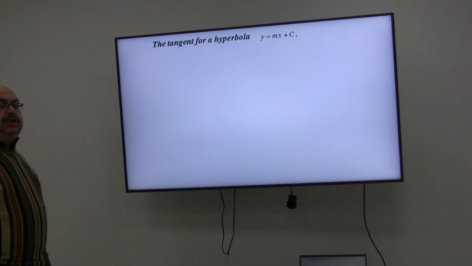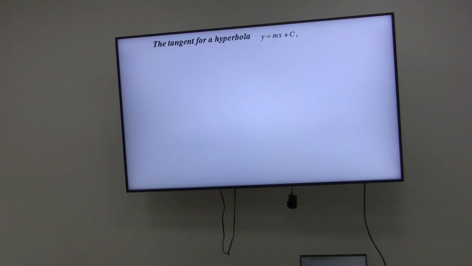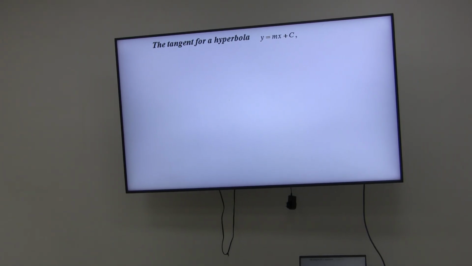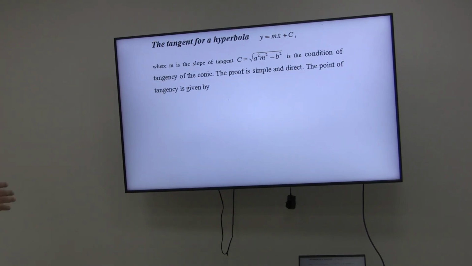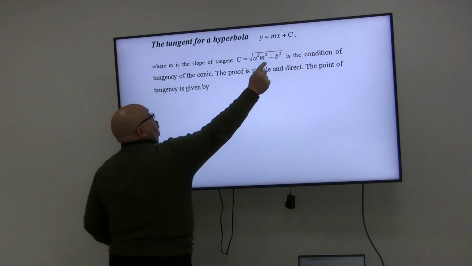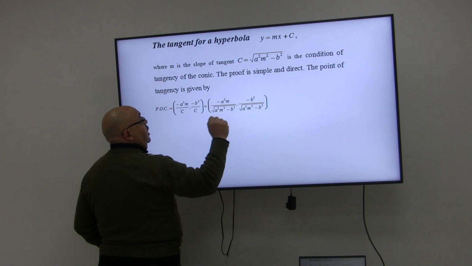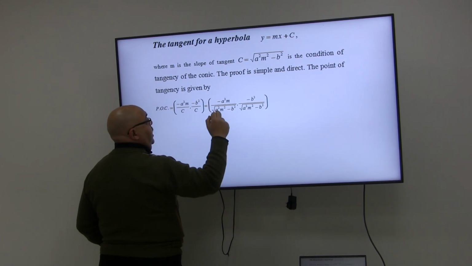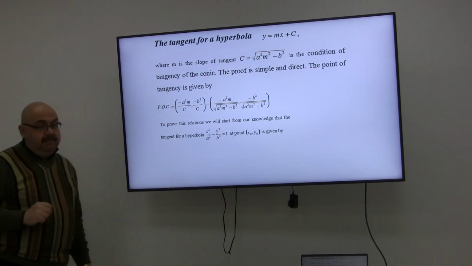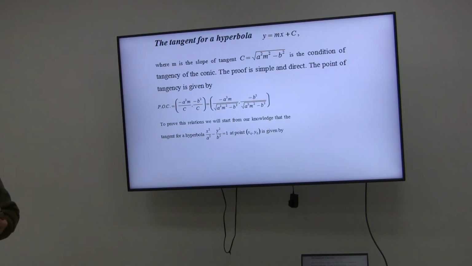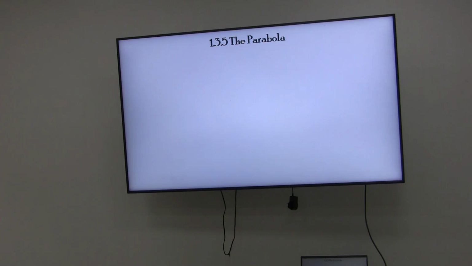Also the tangent equation, y equals mx plus c. The c is the condition for tangency, which is a squared m squared minus b squared. In the ellipse it is plus b squared, okay? So it's exactly the same equation, with minus b squared instead of plus b squared. And the point of tangency in the ellipse is negative a squared m over c, but here it's negative b squared m over c, so it's only a minor difference, which is the sign. So it's exactly the same.